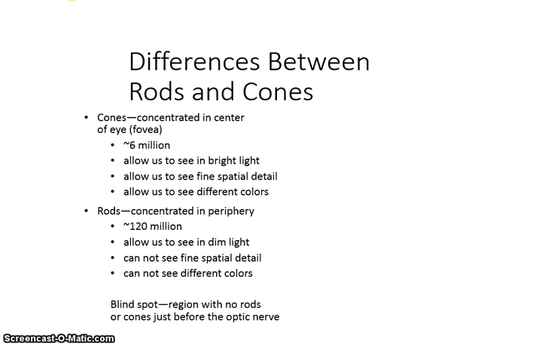The rods are much more densely concentrated around the periphery of the retina, and there are significantly more rods than cones. The rods allow us to see in dim light, but they cannot see detail or color. At the back of the eye, there is a small gap where the optic nerve begins. And it's here that there are no rods and cones, and this is the reason why we have a blind spot.